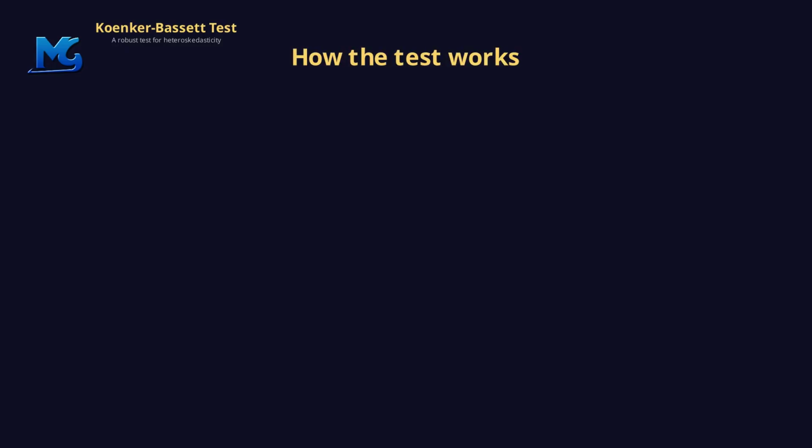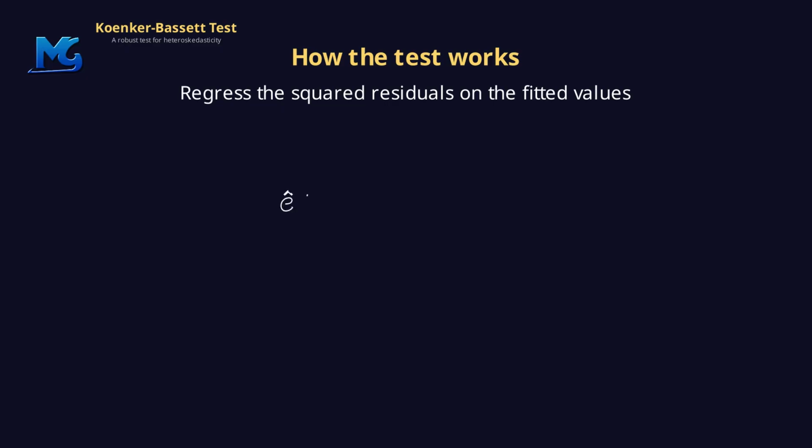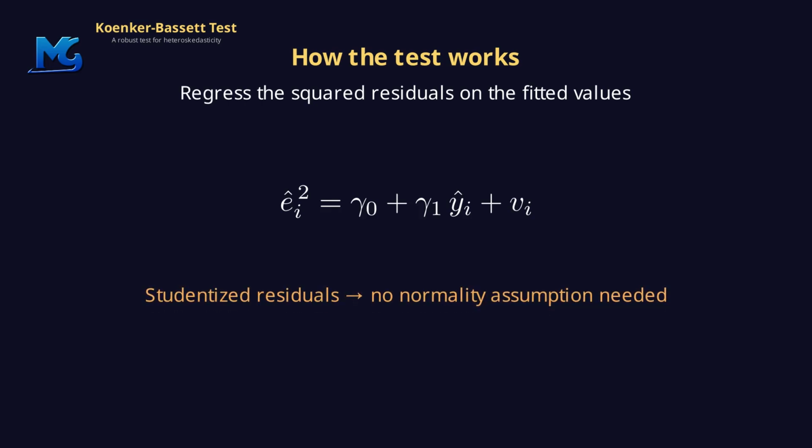How the test works: it runs an auxiliary regression. We try to predict each squared residual from the fitted values. If the squared errors really do climb with the fitted price, that's a sign the variance isn't constant. And because Koenker and Bassett use studentized residuals, the test stays valid even when the errors aren't normally distributed.